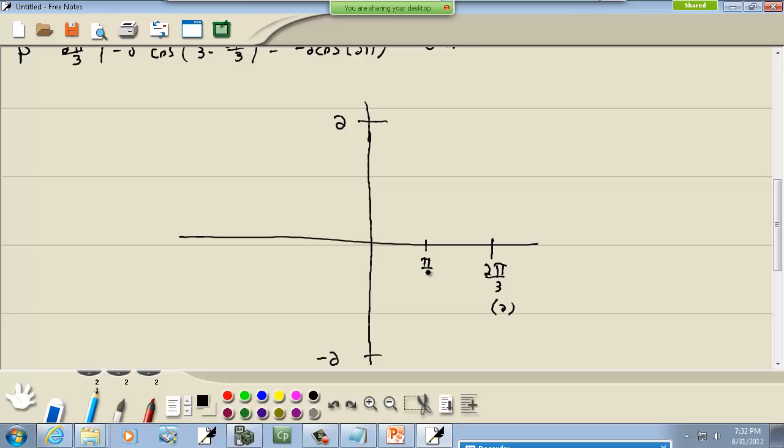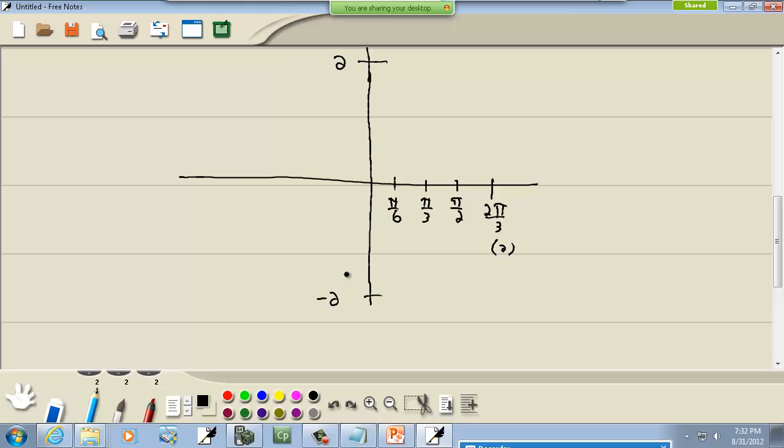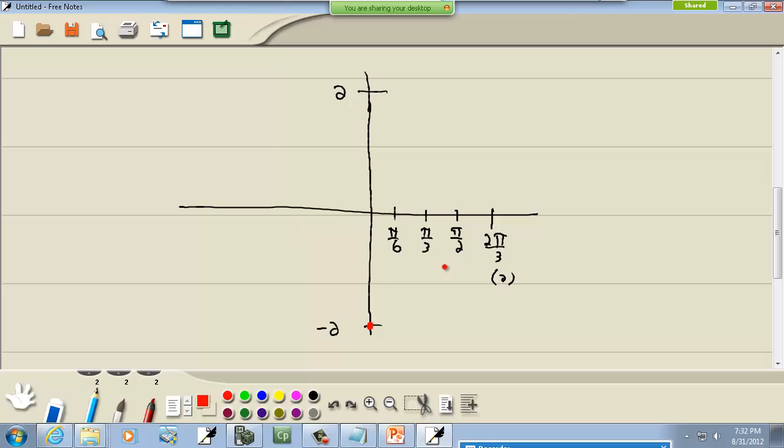Here in the middle is our pi over 3. This one would be pi over 6, 2 pi over 6, 3 pi over 6, or pi over, what did I say, half? Let me look. Yeah. First one is 0, negative 2. It should be right there. Next one would be pi over 6, 0, which is right there. Next one should be pi over 3 and 2. Next one should be pi over 2 and 0, and then 2 pi over 3 and negative 2.